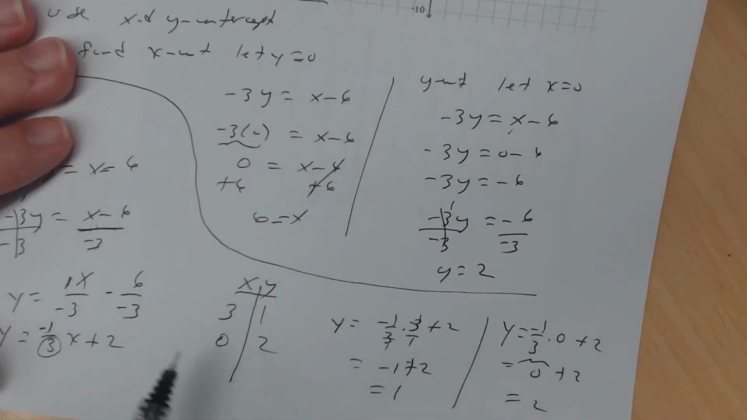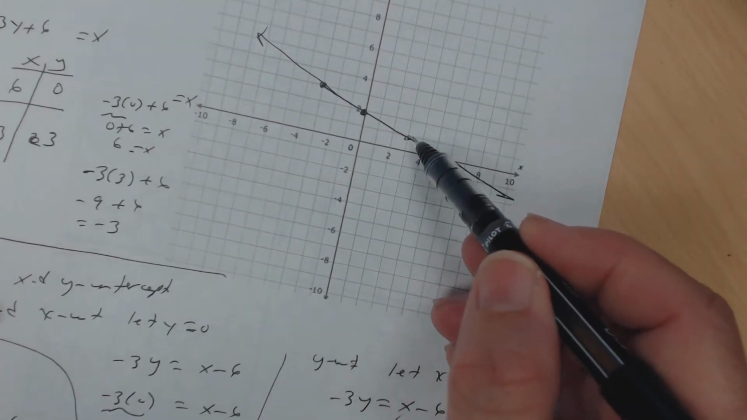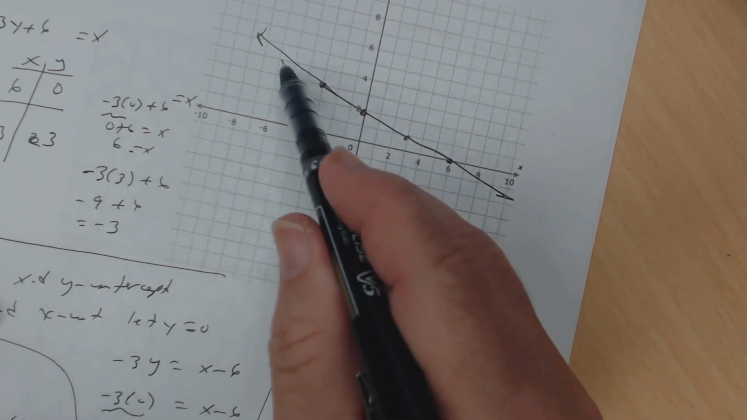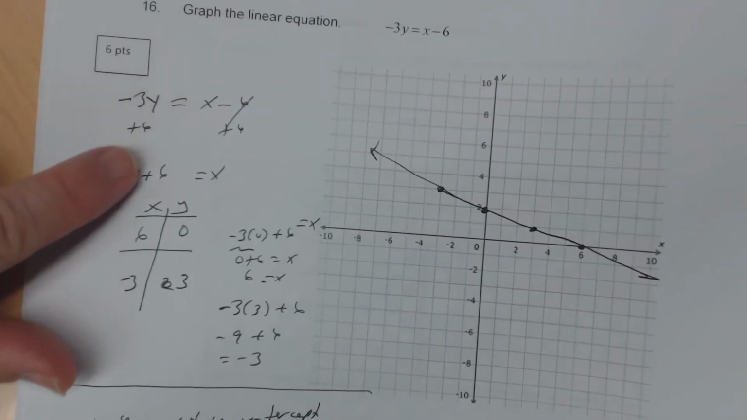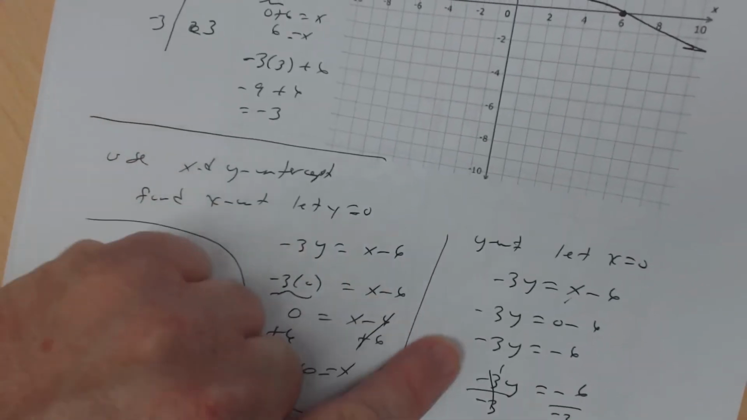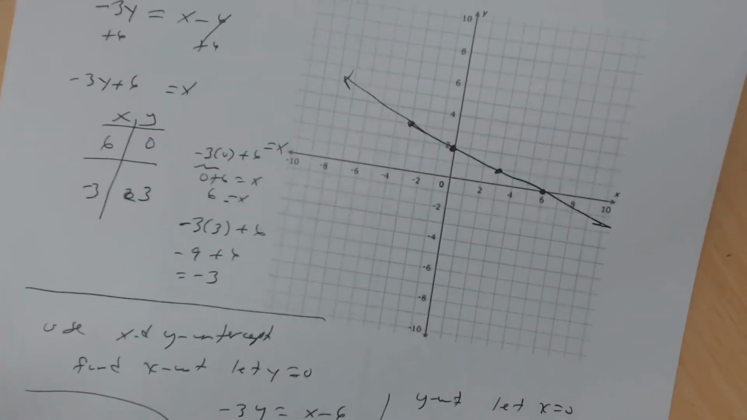So if I plot the points, 3, 1, and 0, 2, notice 3, 1 is this right here, and then 0, 2 is this right here. If I draw the line, I get the same line. So these were different approaches to graphing this line. Okay?